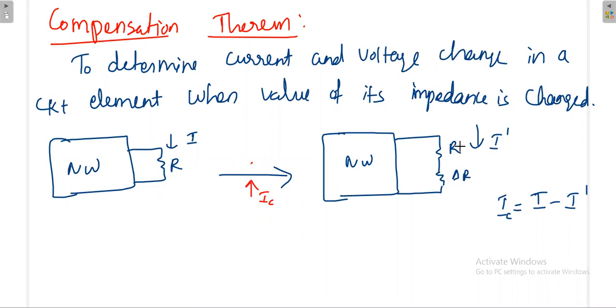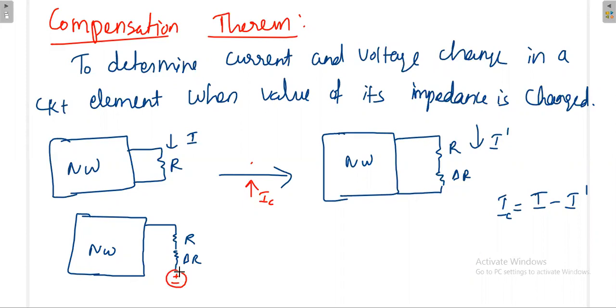So that opposition current is what I want to measure. Now what is the procedure here? You take the same network and keep everything as it is. R is there, delta R is there. Now the current is going to flow in the upward direction, that's why I'm going to put one new voltage source here. That voltage source I'm calling VC, the compensated voltage source.